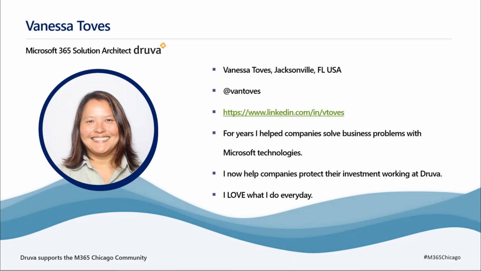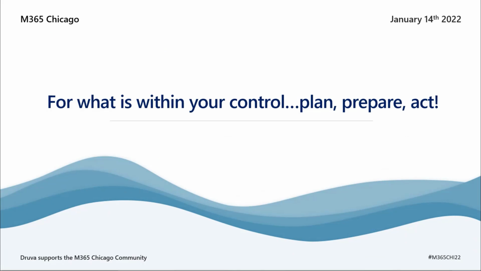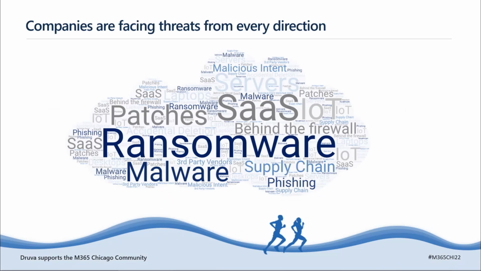With that being said, 365 is very big, very wide, and very deep, especially in its administration. So for what you can absolutely control, we want to look as much as possible to plan, prepare, and act. We have slides as we go through here, and if we get through these, I'll come into a live demo to actually look at some of the things we're talking about. Now, let's jump into this.